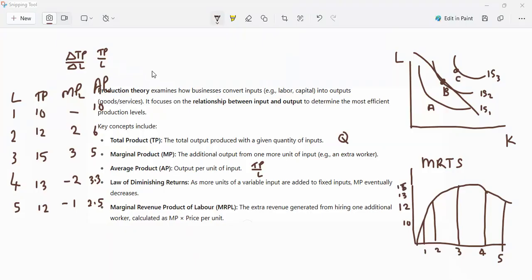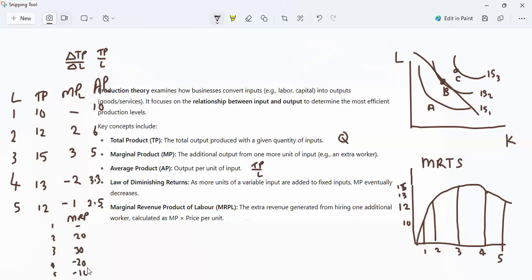So if the price, for instance, is 10 kwacha, the marginal revenue product, you will be multiplying here. We have unit 1, unit 2, unit 3, unit 4, unit 5. The marginal revenue product at 1 unit is 0. At 2 units, we're just multiplying by 10, we're going to get 20. At 3 units, 3 times 10 is what? 30. At 4 units, negative 2 times 10 is negative 20. At 5 units, negative 1 times 10, which is negative 10.